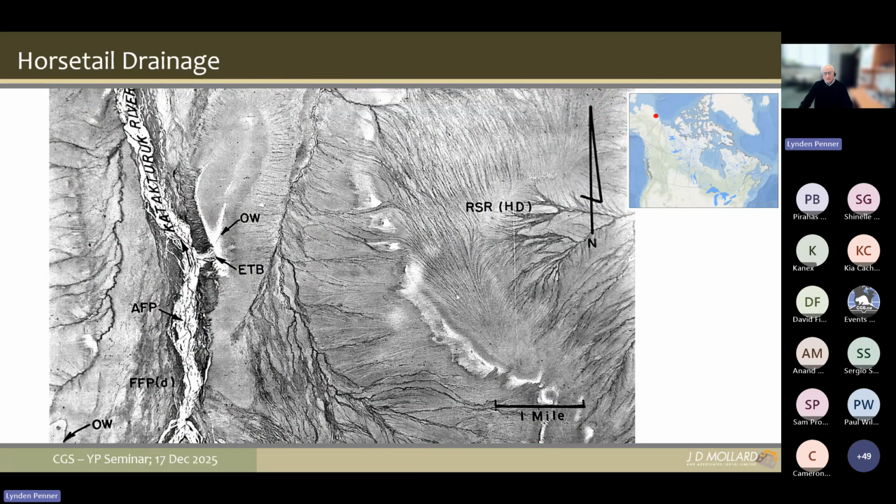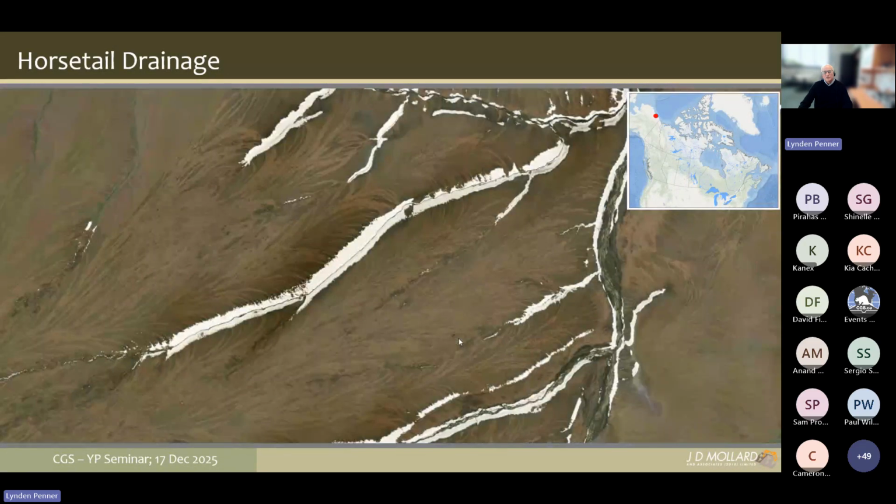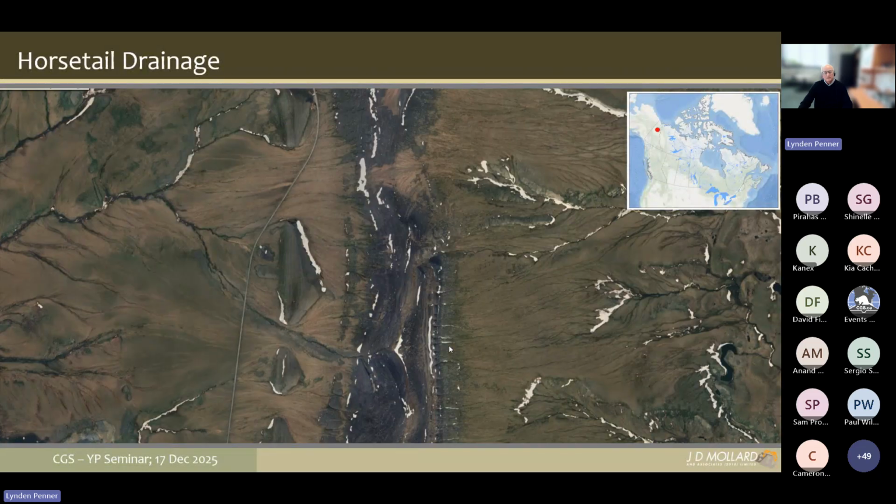Horsetail drainage. So in areas of continuous permafrost, there is essentially no infiltration. So all of the runoff is over the surface, and so you form these very fine patterns, which are called horsetail drainage on slopes. So another indication of permafrost. Here's another expression of that. Others here.